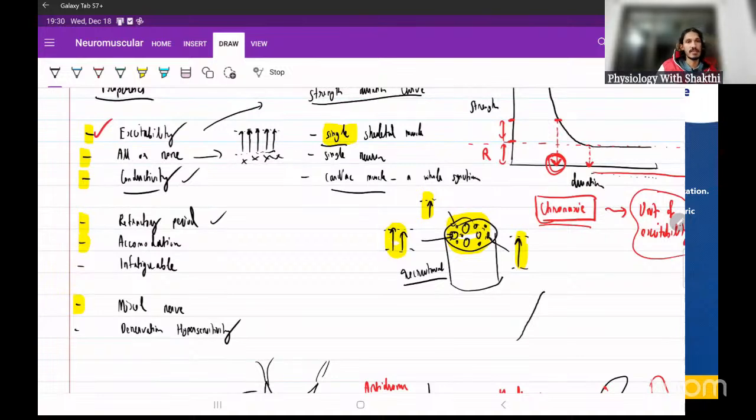Then you can talk about refractory period. Two types of refractory period: absolute and relative refractory period. So this is the point where after the first stimulus, you stimulate a second time consecutively. That period for which the tissue does not respond to a second successive stimulus is its refractory period.